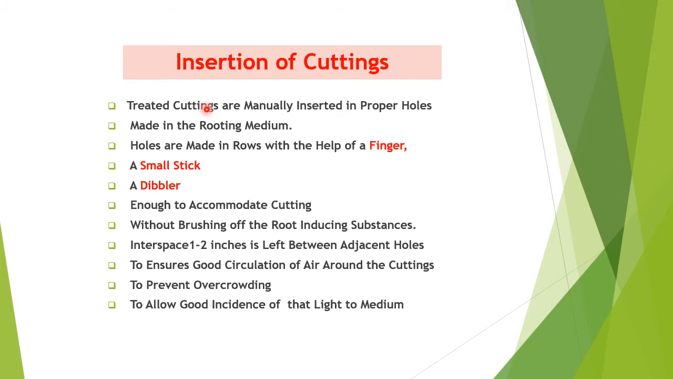You have treated the cuttings with the hormones, either with liquid formulations or with talc formulations. Those treated cuttings are manually inserted in proper holes which are made in the rooting medium. The holes can be made in rows with the help of a finger, or you can take a small stick, or there is a small instrument called a dibbler, which is put in the soil to make a hole large enough to accommodate the cutting without brushing off the rooting inducing substances.